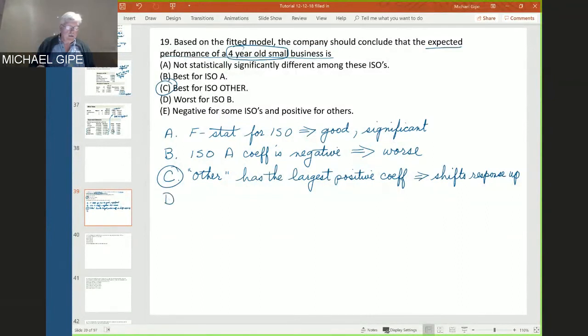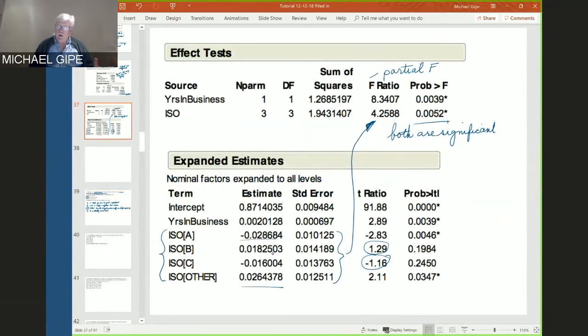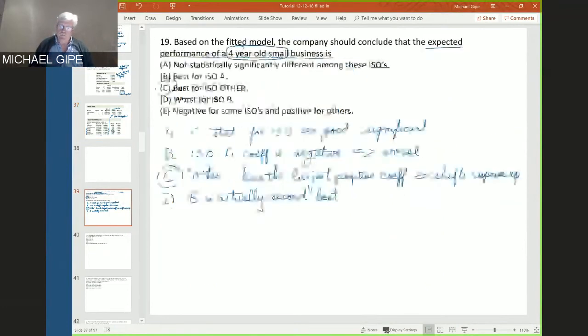How about D? Is it worse for ISO B? Well, B is actually second best. So the coefficient for B is positive, so it's good, and it's not quite as positive as ISO other, but it's second, so second best.